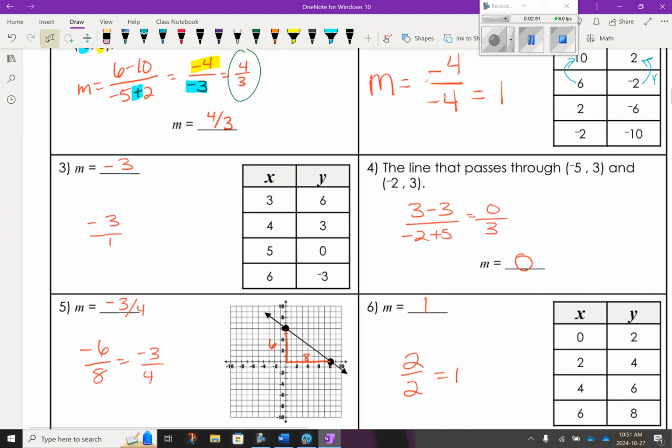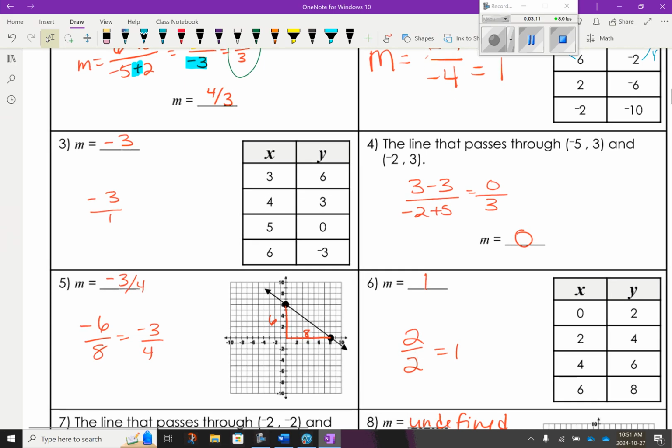For number 5, okay, find some points there. And again, we're going to count. We're going 6 spaces down, so that should be written as a -6. 8 spaces to the right, but 6/8, we're going to reduce that, so that's -3/4.